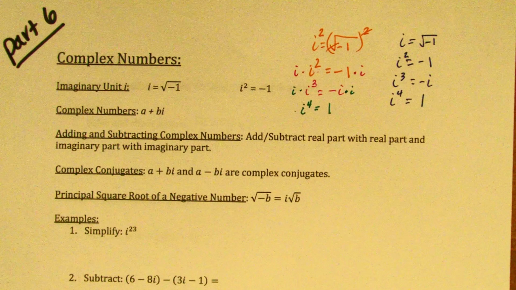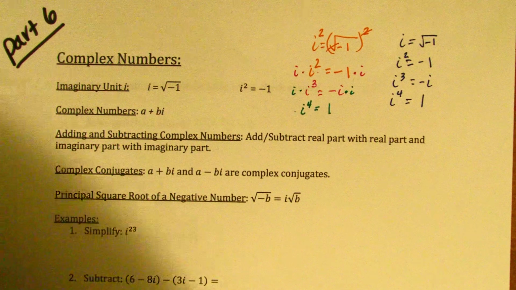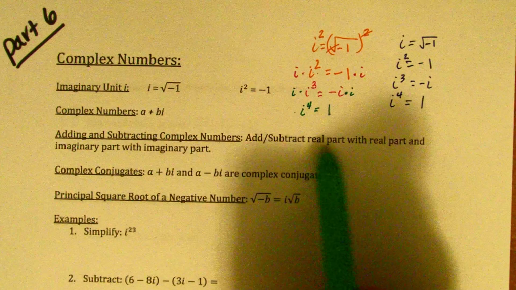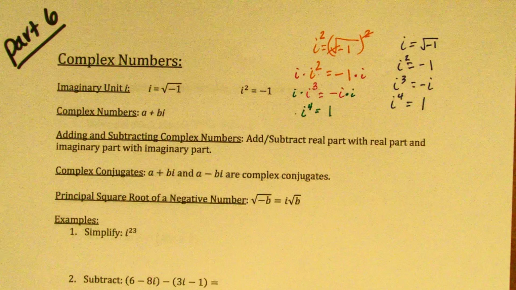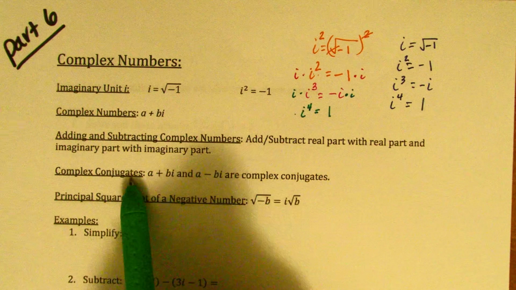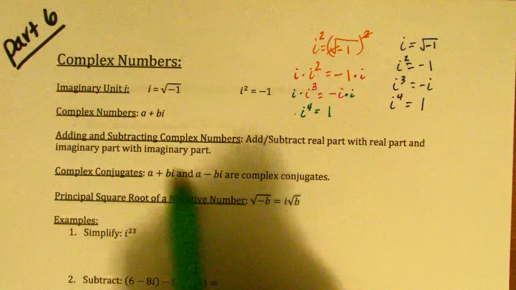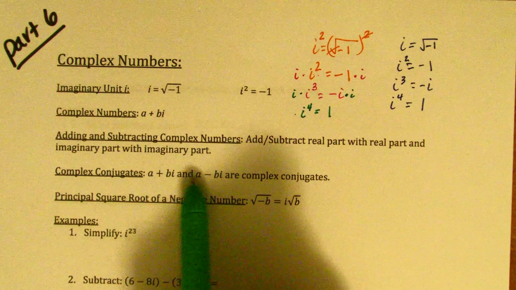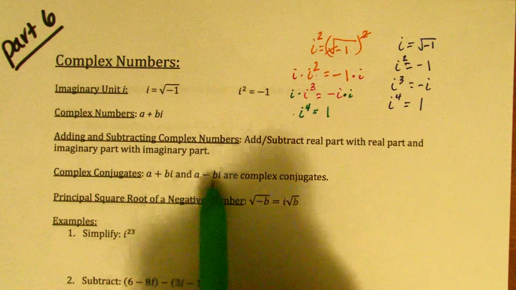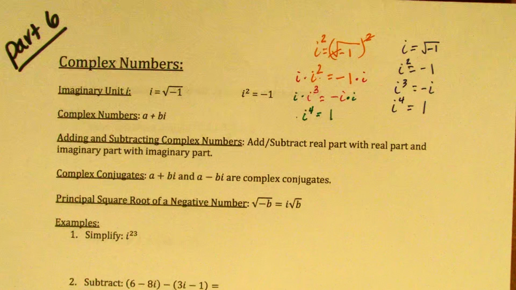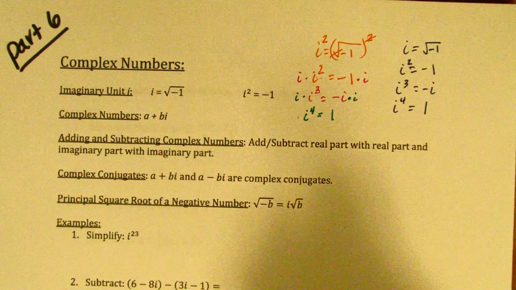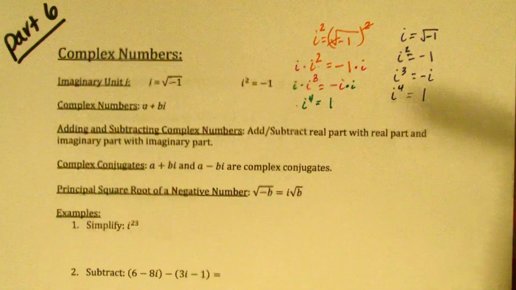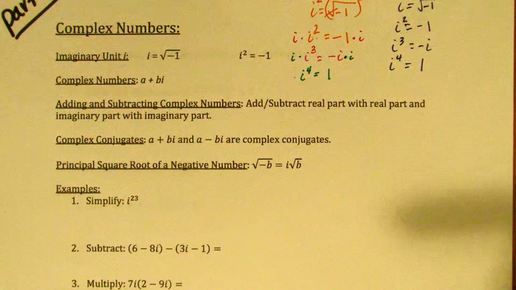Now, some of the rules for working with complex or imaginary numbers. Adding and subtracting complex numbers, you add or subtract the real parts with the real parts and the imaginary part with the imaginary part. These are called complex conjugates. If I have a plus bi, the conjugate of that would be a minus bi. So same numbers here, the sign on the a is the same, but the sign in the middle, or the sign on the imaginary number, is opposite. And then the square roots of imaginary numbers: anytime we have a negative inside a square root, before we can do anything else, we need to rewrite it with an i out front.